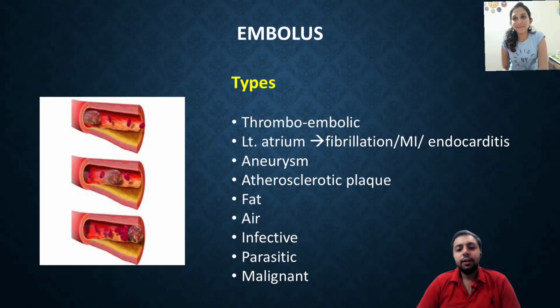Then again, we have atherosclerotic plaque due to cholesterol and fat deposits, and air embolism, which is most common. Then we have infective, parasitic, and malignant causes. In the image, you can see that there was a thrombus formation, and then it got dislodged, and it is now an emboli.